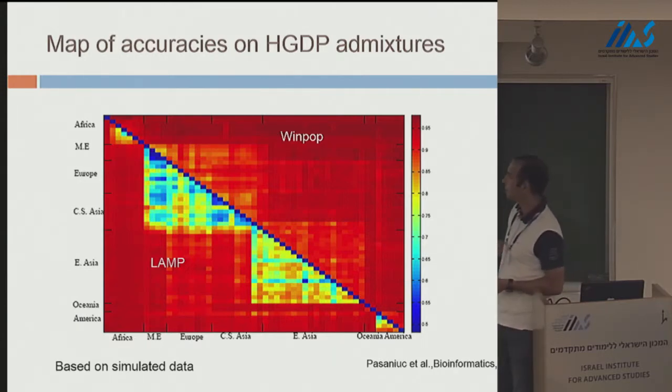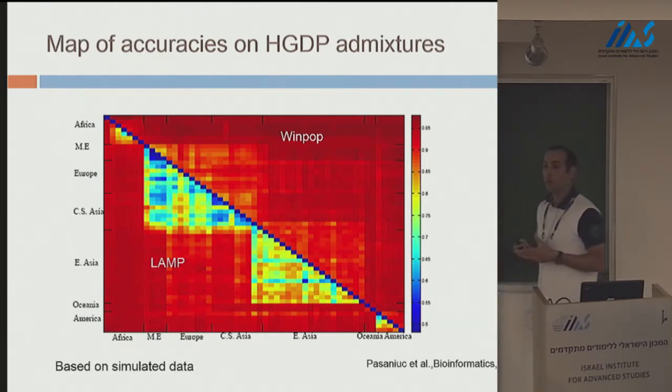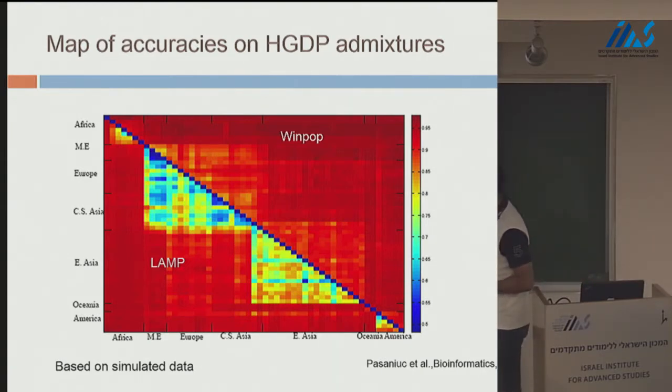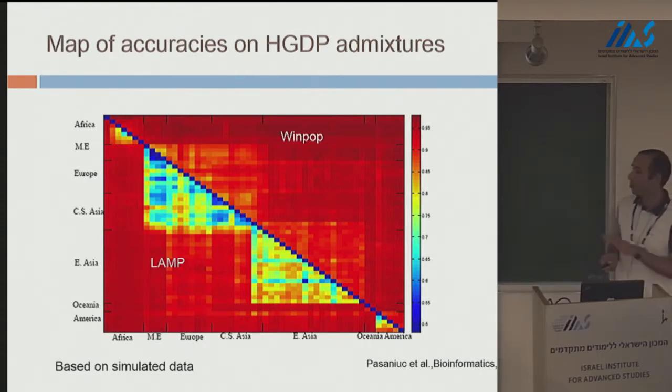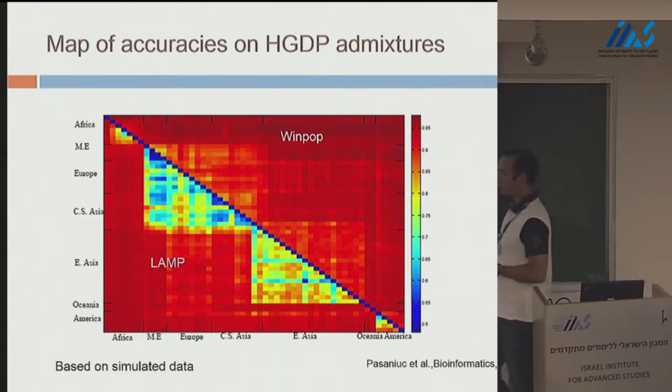So what you see here, the colors correspond to the accuracy, and every point corresponds to a simulation of an admixed population. Let's say an African and European would be a point here. So something like 95% accuracy, right? But these are all based on simulations.